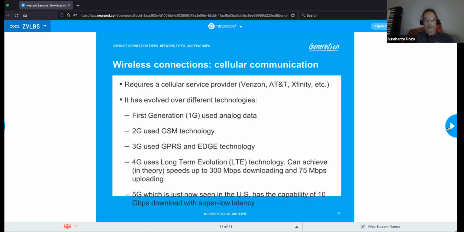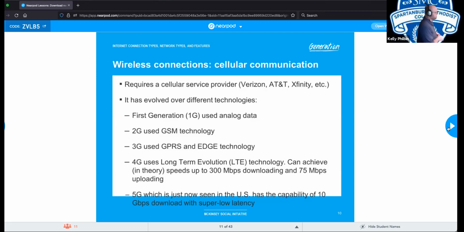LTE, short for long-term evolution, can achieve, in theory, 300 megabits per second downloading and then 75 megabits up. I have personally never had a phone that was capable of doing this, but in theory, I guess standing right next to the cell phone tower with nobody else making calls within a 5-mile radius of you, you can achieve these.